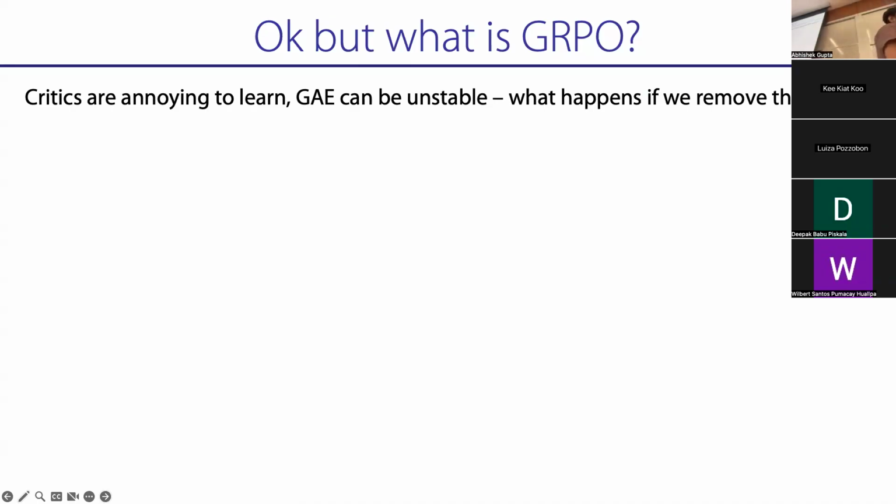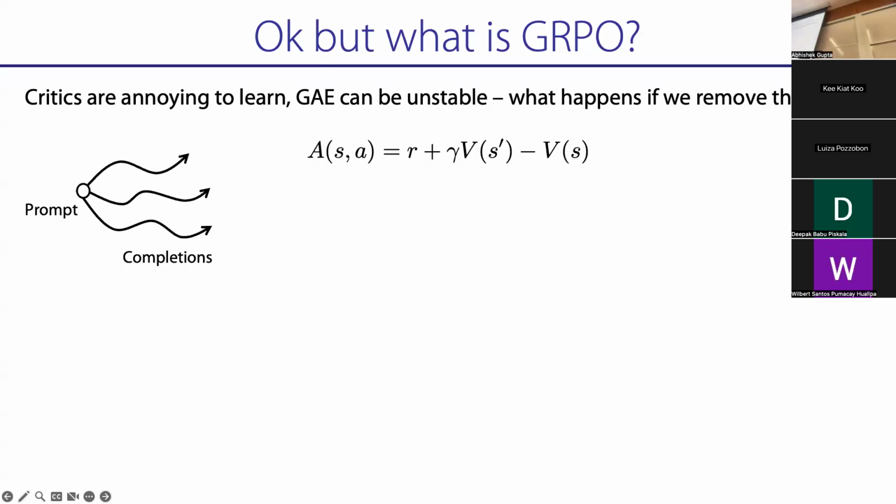No critic. And so the key idea in GRPO is that in, let's say, GAE, you compute this kind of advantage estimate, R plus gamma V(S') minus V(S). We want to do this without any V, right? Specifically, what they argue is that in language models, for the same prompt, you can sample many completions. You can kind of teleport and sample many things. So for the same prompt, you can sample a group of completions.